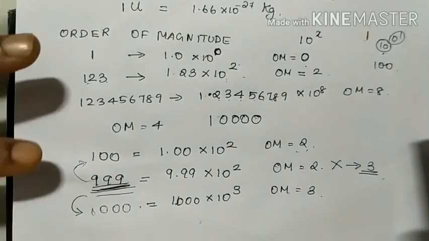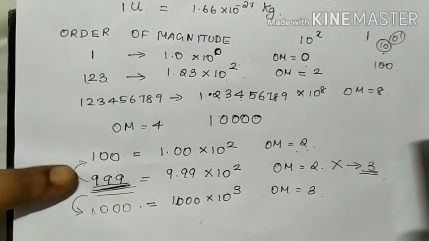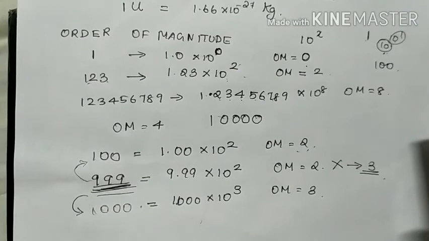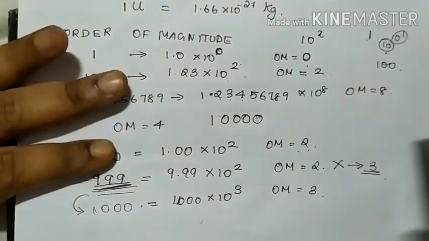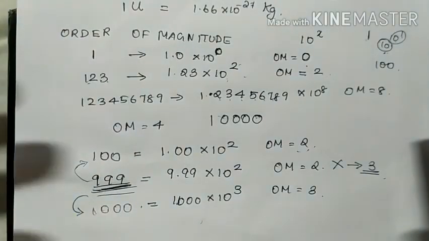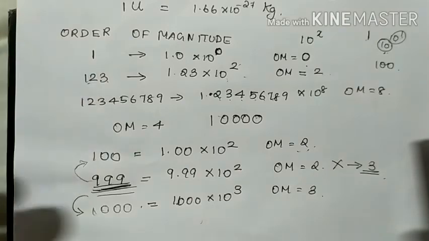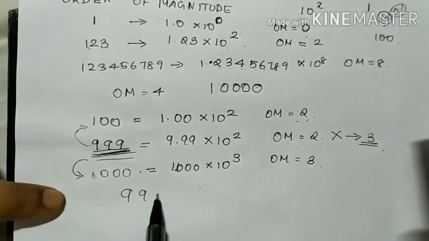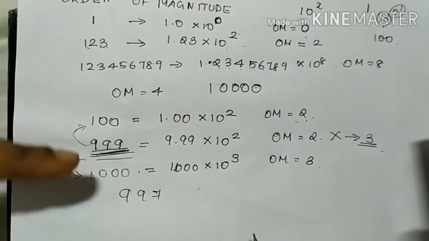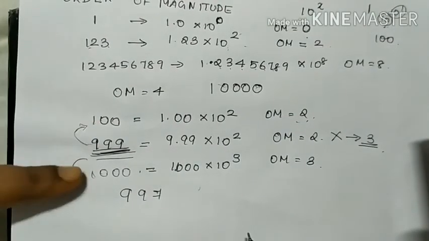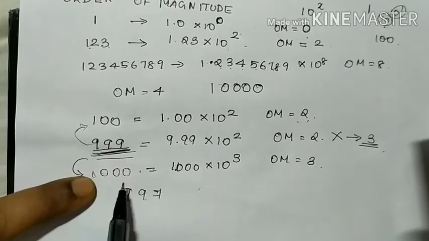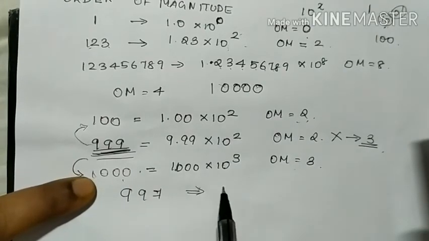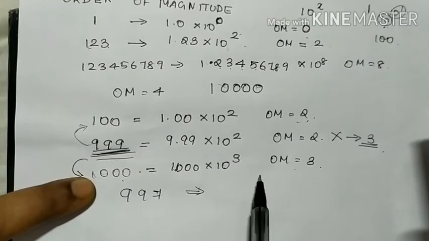We have just started. So you have to look at the number also. I have not touched the decimal part, guys. I'm just giving you an introduction to order of magnitude. I hope you understood. Similarly, you are having a number 997. Which number is it close to? 100 or 1000? It is close to 1000. What is the order of magnitude of 1000? It is 3. So 997 will also have an order of magnitude of 3.